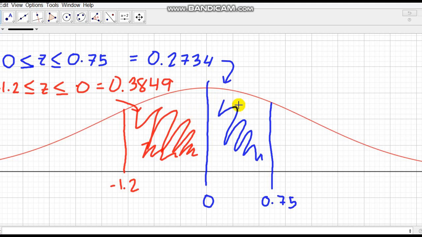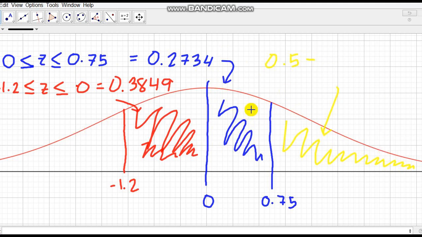Like, for example, what if I'd like to determine the area above 0.75, this area that I'm shading right now? How would I get the area above 0.75? Simply get this entire half area minus this area here. Since we know that this is 0.2734, what we have to get is this particular half area here. Remember that the entire normal curve is 1, so the half is 0.5.